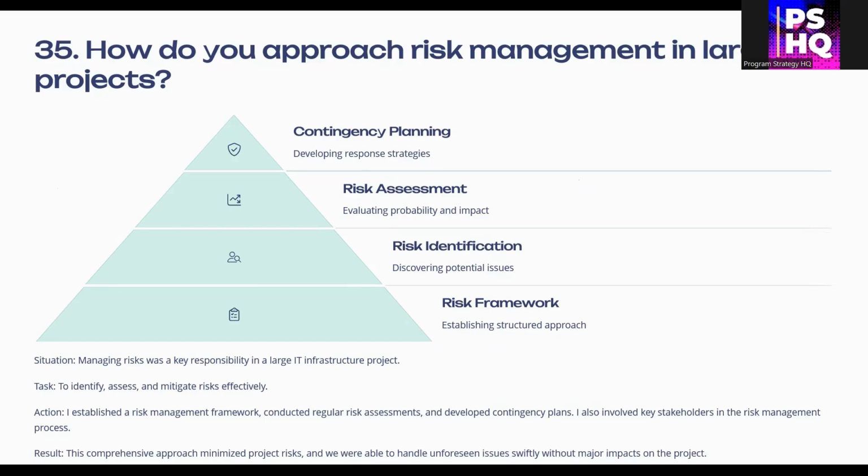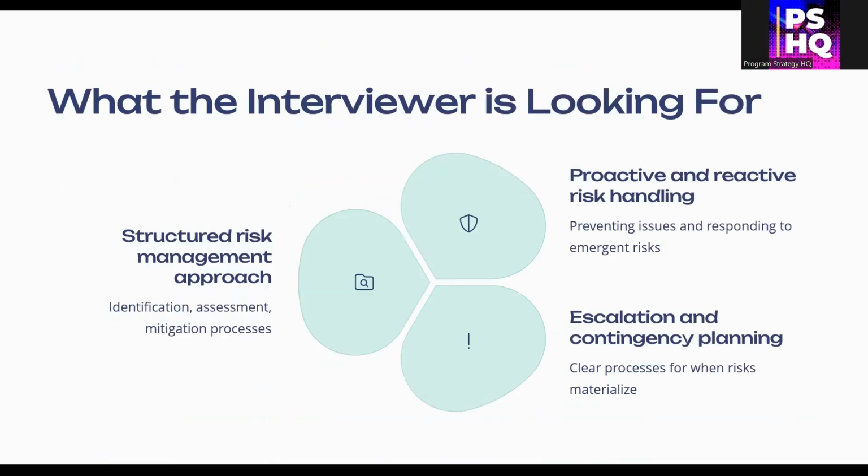This comprehensive approach minimized project risks, and we were able to handle unforeseen issues swiftly without major impacts on the project. What the interviewer is looking for: structured risk management approach, covering identification, assessment, and mitigation. Proactive and reactive risk handling: explain how you address risks before and after they materialize. Escalation and contingency plans: discuss how you manage severe risks. Keywords to include are risk register, risk assessment matrix, mitigation plans, contingency planning, probability versus impact analysis, and proactive monitoring. Moving on to the next question.